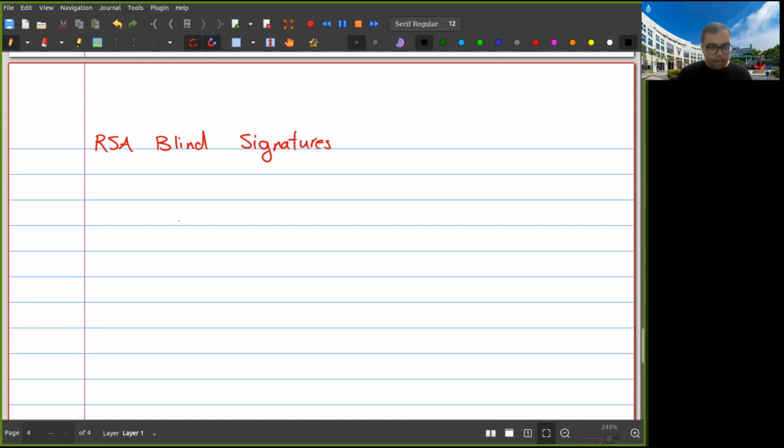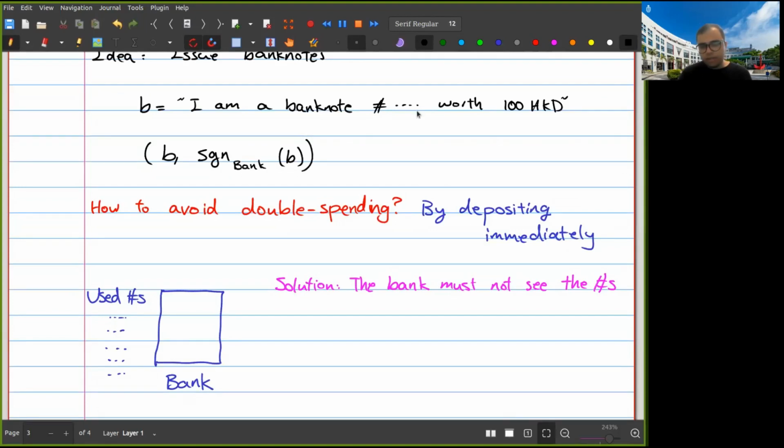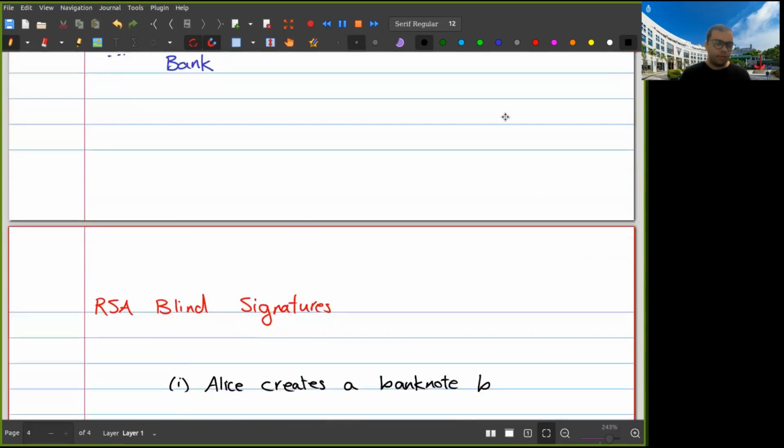Here's the trick. In step 1, Alice creates the banknotes. Let's call this banknote B. Remember that the banknote contains the serial number, and that we assume all of the banknotes are worth 100 Hong Kong dollars. So the bank knows it's never issuing banknotes of any other value. All the banknotes are always 100 Hong Kong dollars, and so Alice really gets to only choose the serial number. If she changes any other part of this, she will just have an invalid banknote.